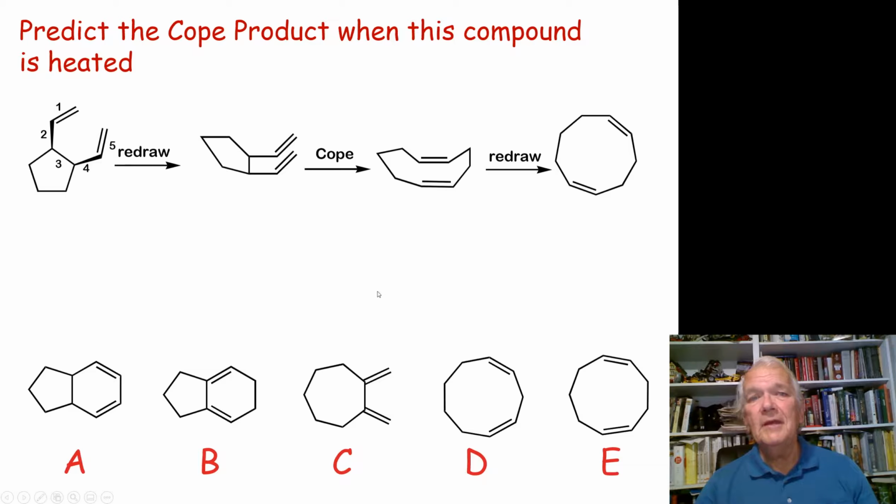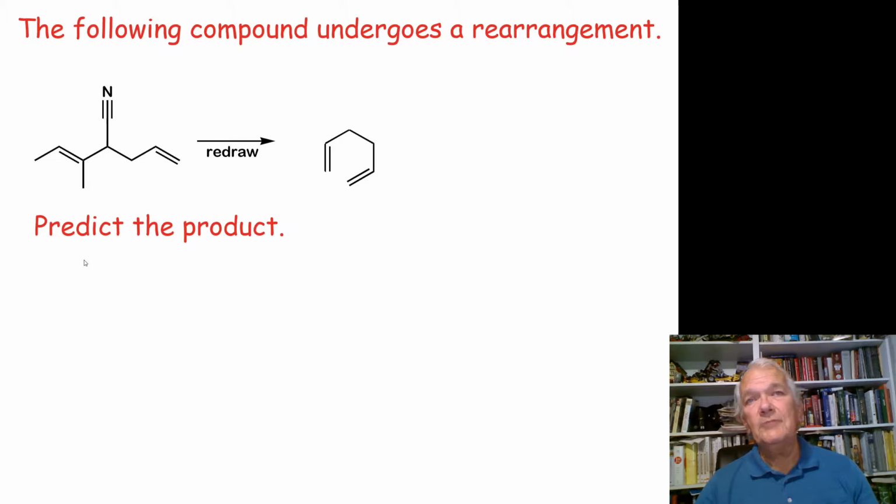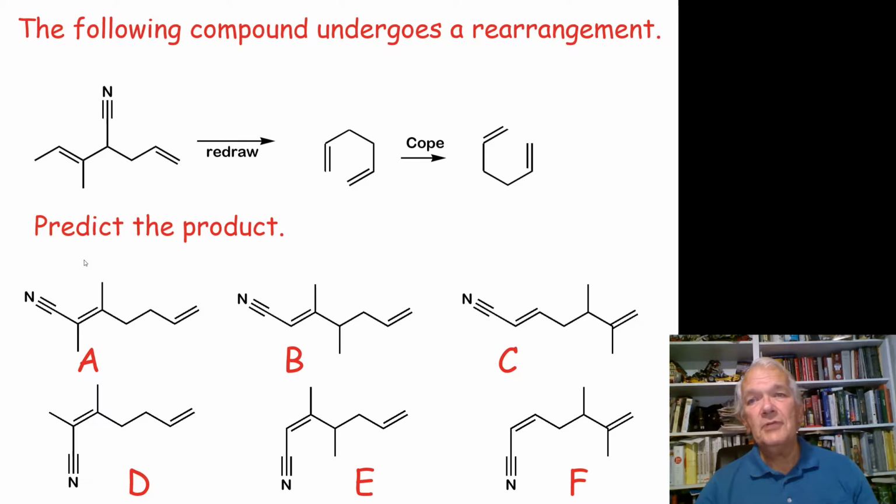Okay, do it again. So again, see if you can figure this one out before I give you some choices, but again, stop the video. So again, this is a 1,5 diene. 1, 2, 3, 4, 5. Redraw this piece and then move the bonds. So predict the product. Okay, so redraw. That's what you're supposed to look at, of course, but you have to put on the substituents. So here are some choices. Which is it going to be?